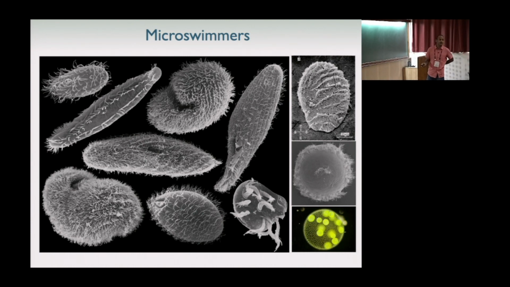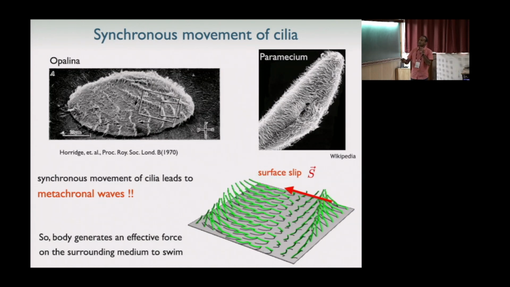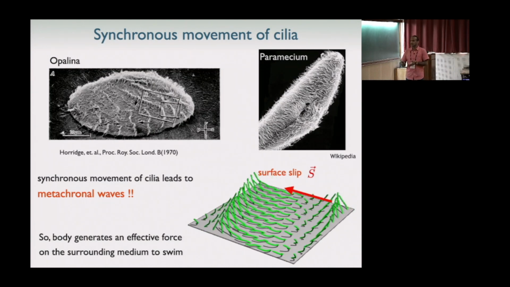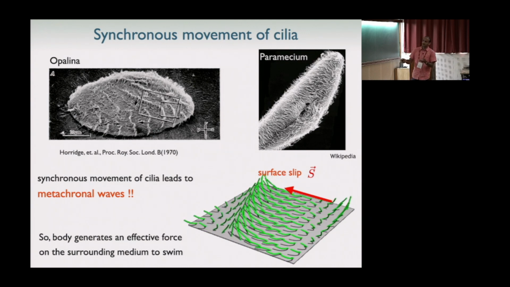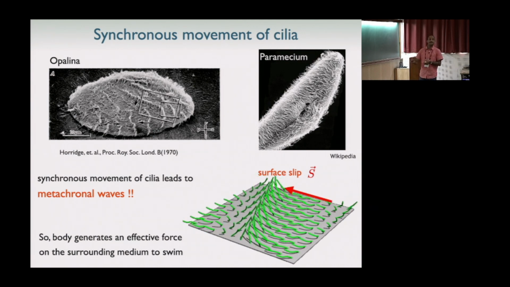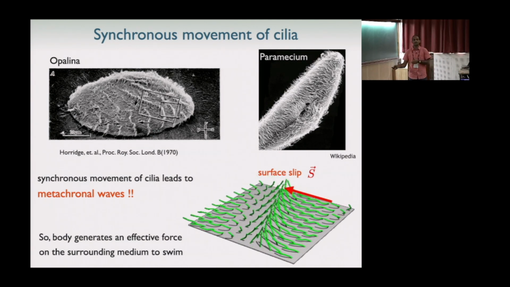So I'm particularly interested in a certain class of microswimmers, for example, the ciliated microorganisms. They have different shapes and sizes. Our interest is how these swimmers move in a fluid and how they interact with each other. These are the questions that we are asking. The common feature in these ciliated microorganisms is that the body is covered with hair-like structures called cilia. You can see this animation here.